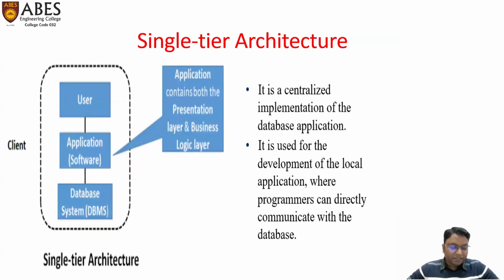Now, there are three types of database application architecture. Number one, single tier architecture. In single tier architecture, the database and application reside on the same machine, because the same machine will be used for both purposes. It is a centralized implementation of the database application, and the application contains both the presentation layer and the business logic layer.